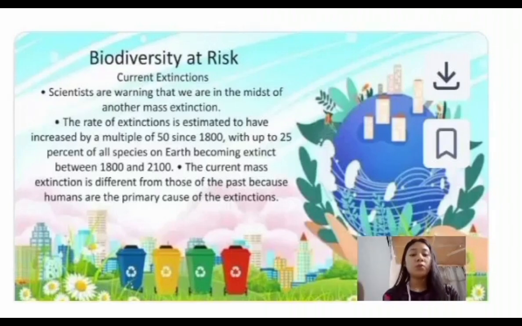So since the year 1800, the extinction rate has increased 50 times. Experts think that by the year 2100, we might lose up to 25% of all species on Earth. So we need to act now. Protect the biodiversity before it's too late.